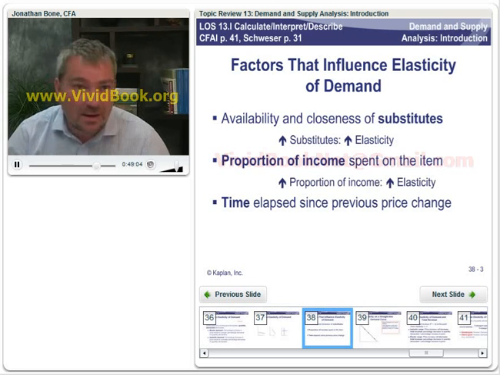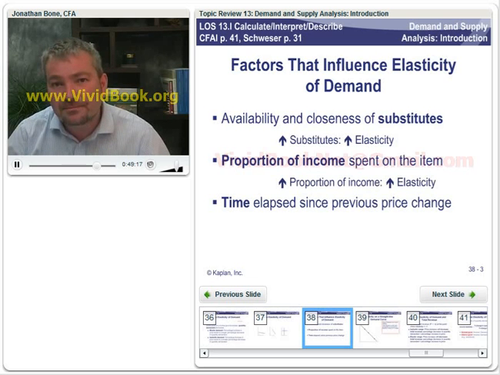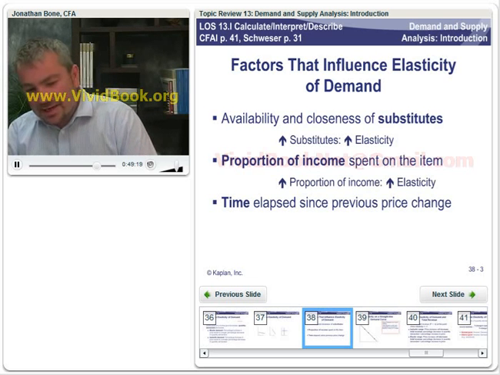Now, if we're talking about luxury goods, of course, which are much more expensive and consume a bigger proportion of my income, I'm going to be far more elastic because changes in price here are going to affect my overall wealth. Then the final one is time elapsed since price change.